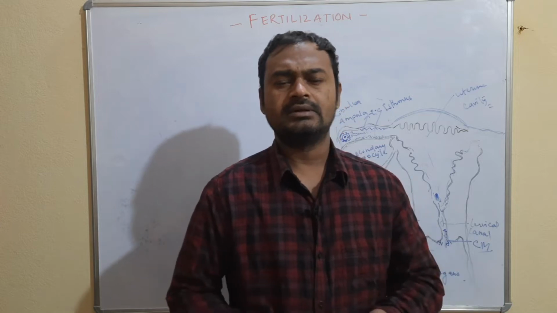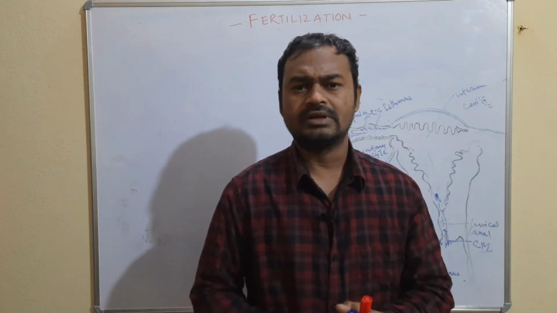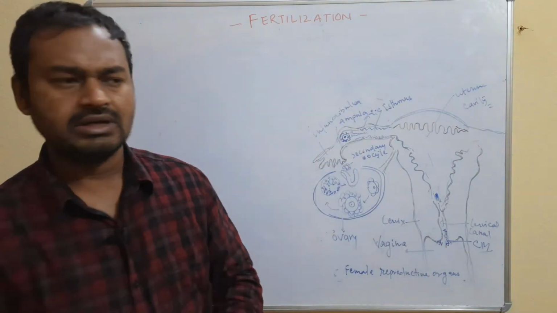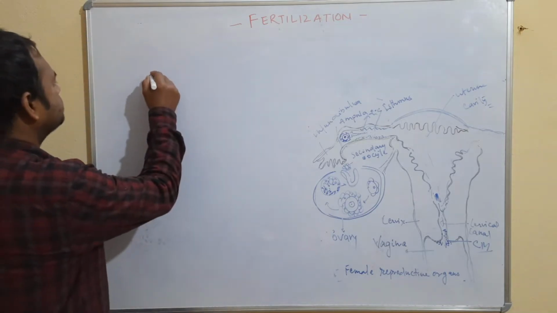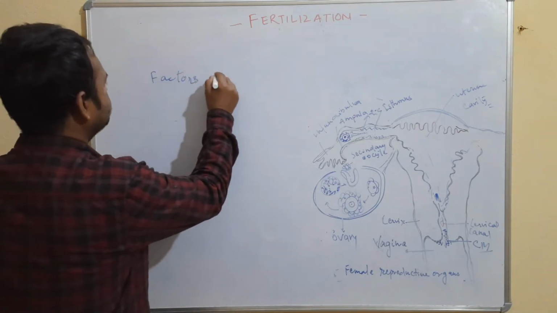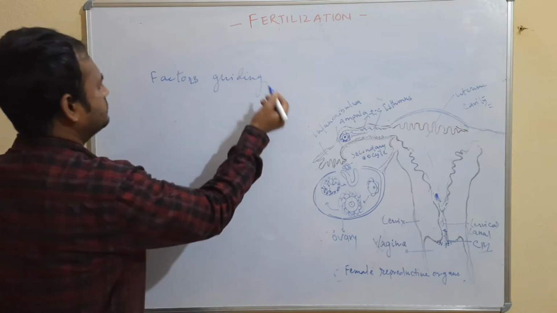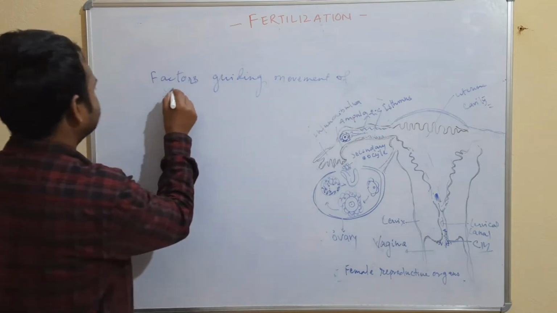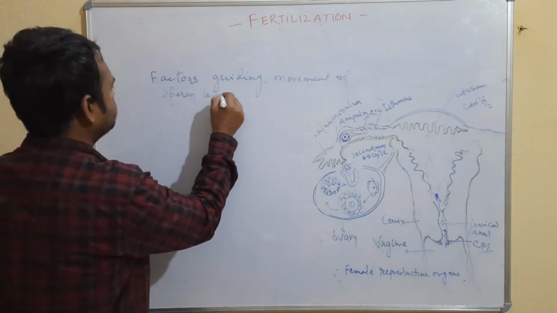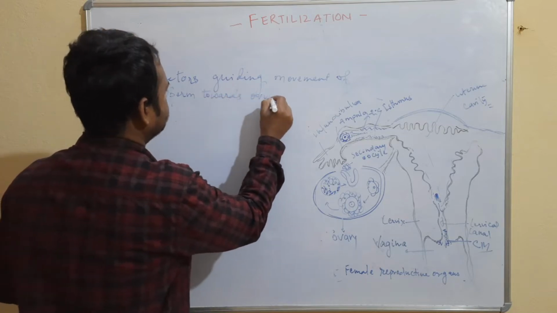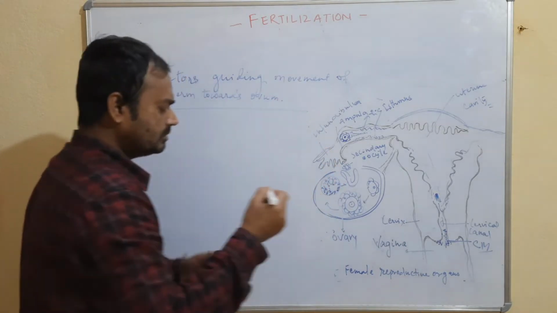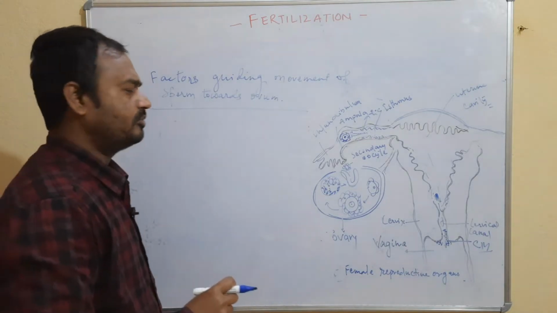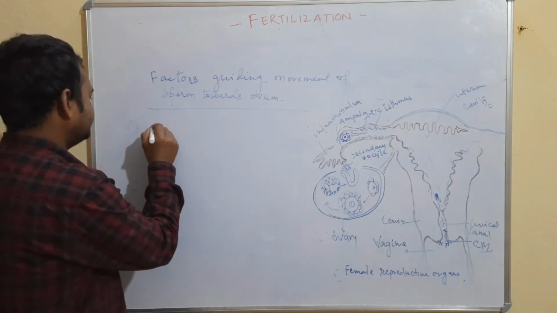Now let us understand the different factors responsible for guiding the sperm towards the ovum. So those factors are the factors guiding the movement of the sperm towards the ovum. The first factor is rheotaxis.